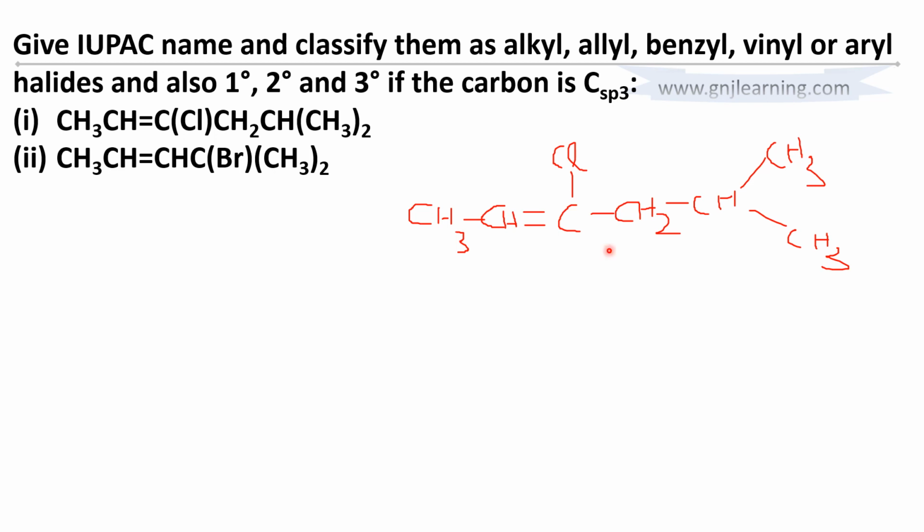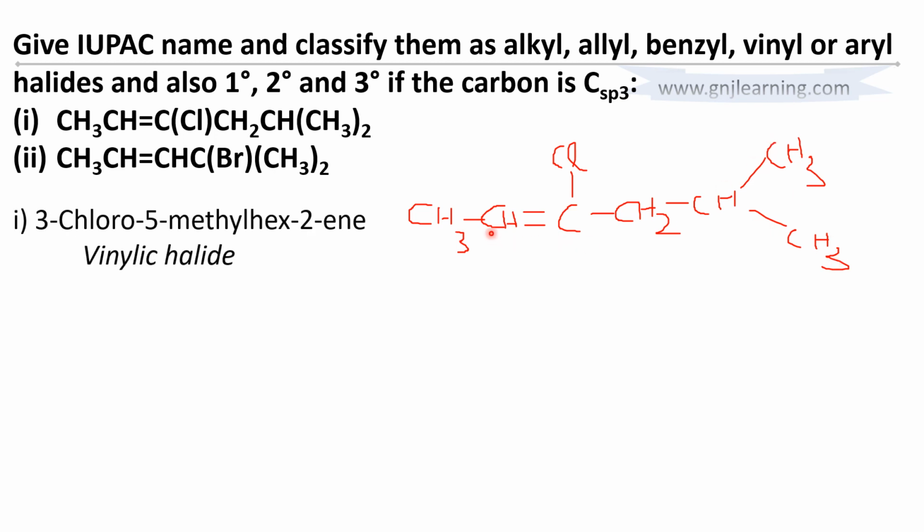If you count now, you will get the longest chain as 1, 2, 3, 4, 5, 6. 6 carbon atoms, that is hexene, because it has a double bond. And on which carbon is the double bond? It's starting from the second carbon atom, so it will be hex-2-ene. And what are the branches? On the third carbon atom we have chlorine. So 3-chloro, and on the fifth carbon we have methyl. So 3-chloro-5-methyl-hex-2-ene.